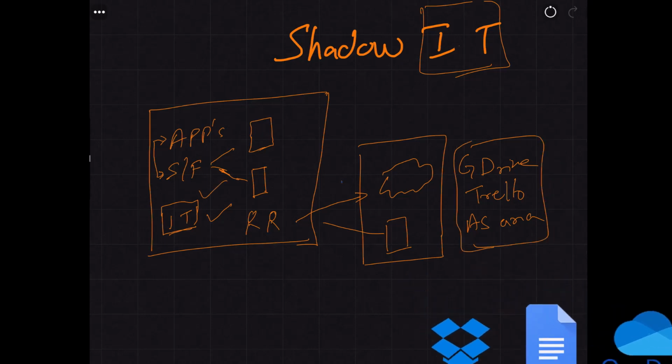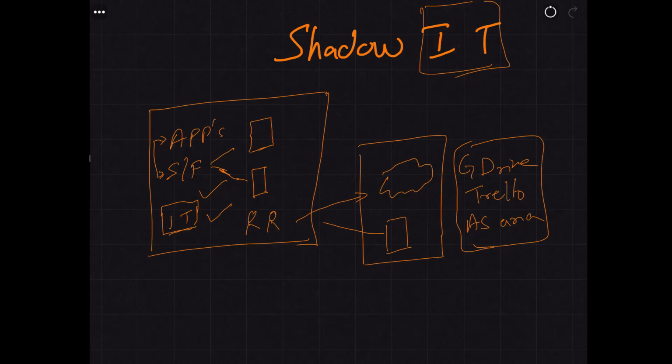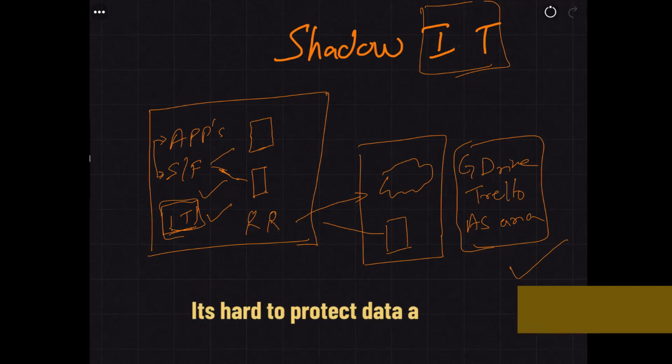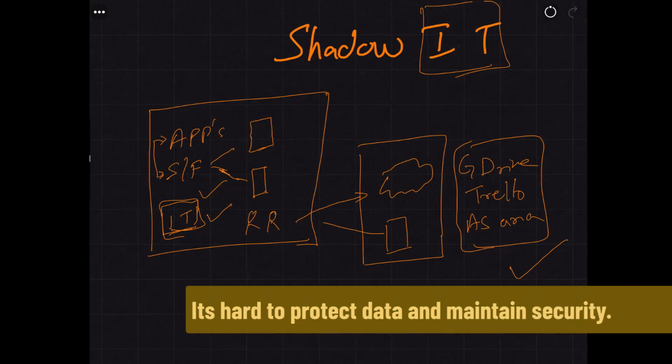Now this is where the problem starts, because IT here is not managing these applications, and this can lead to data breaches, it can lead to compliance issues, and the list could be really endless. And IT departments will really find it hard to protect the data and maintain the security of such data. Now, the IT department, we all know, is really working hard, but they cannot keep things secure. They cannot protect data which they don't know about. Shadow IT right here makes their job much harder.